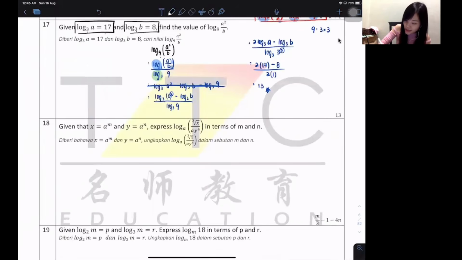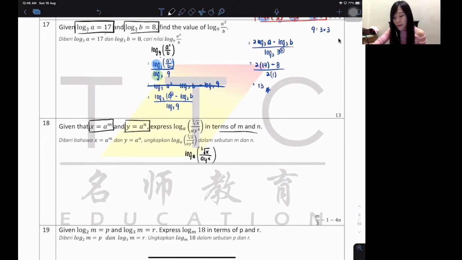Hopefully you guys understand. Next question. They give me x equals a to the power m, y equals a to the power n. Again, they want me to express this in terms of m and n. I repeat, there are a lot of methods, okay?